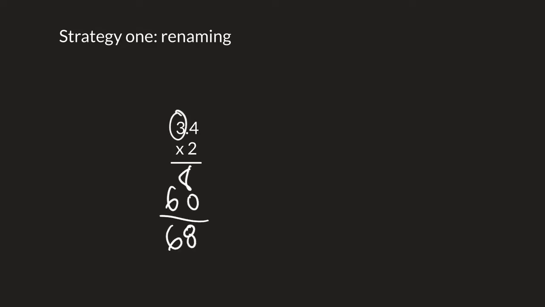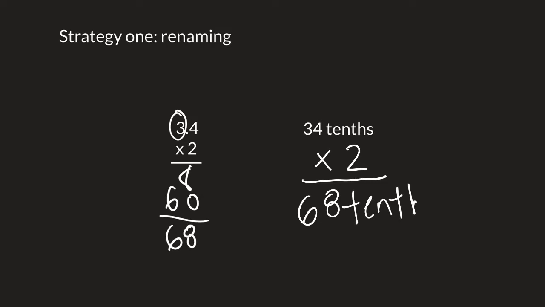We could do it that way, or another method would be renaming it. So 3.4 is actually 34 tenths. And if you multiply it by 2, 34 doubled is actually, we know this as 68 tenths. And if you know your place value, 68 tenths is 6.8, which is what I forgot on this side because we carried over 1 and we moved over 1.